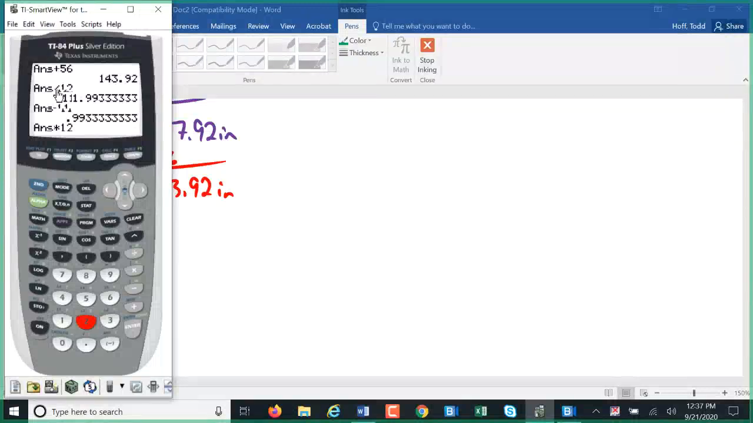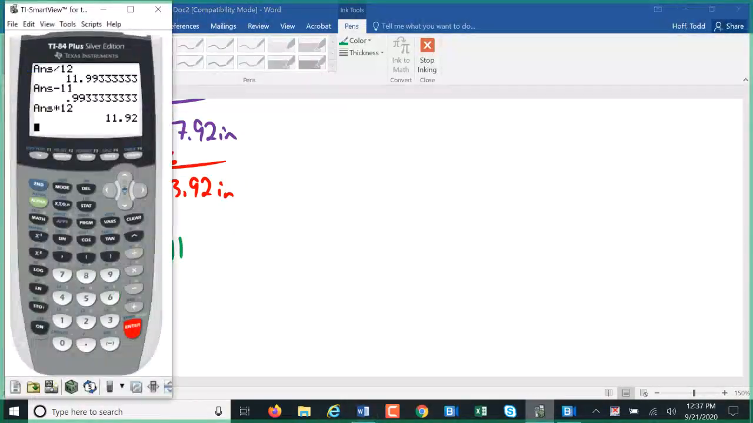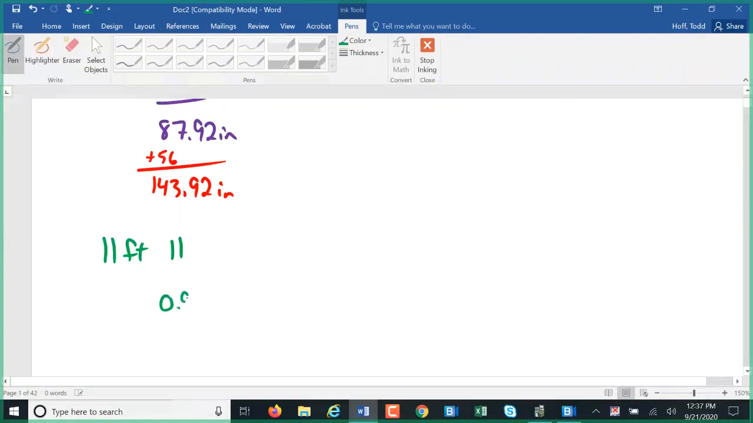Notice I divided by 12 to turn my inches to feet. I took the decimal part that's left over. I'm going to multiply by 12 to turn that leftover piece into inches again. That's 11.92. Well, that's 11 inches. And let's say I ask for this to the nearest eighth of an inch. I'm going to subtract off the 11 whole inches. And remember, we talked about taking that 0.92 over 1 to get it to the nearest eighth.